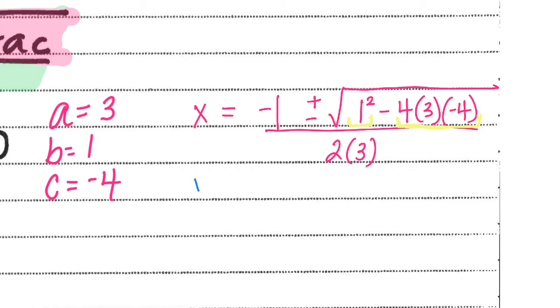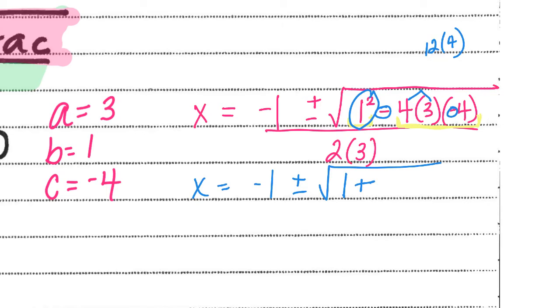So let's figure this out. We have -1 plus or minus the square root of, well, this 1 squared will be 1. Notice I have minus a minus. Negative, negative, minus a negative, that will be plus. Well, 4 times 3 is 12 times 4, which is 48. All of that over 6.